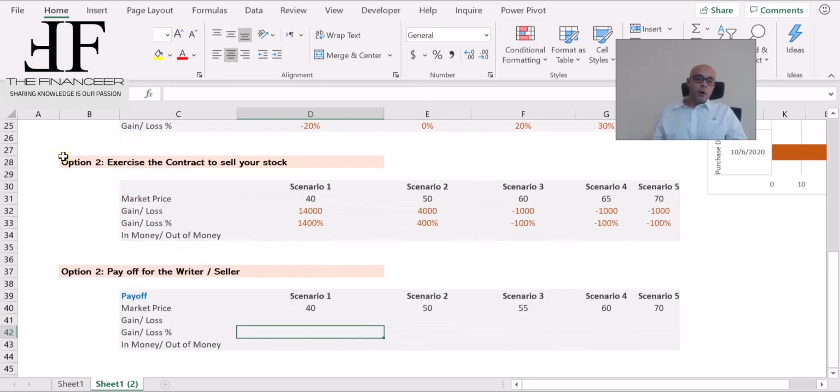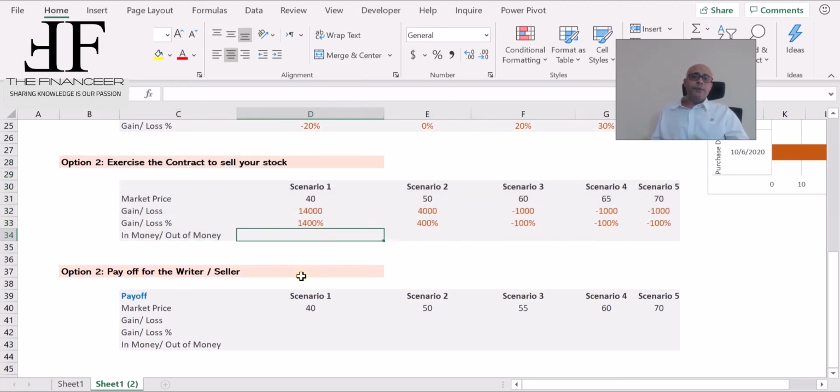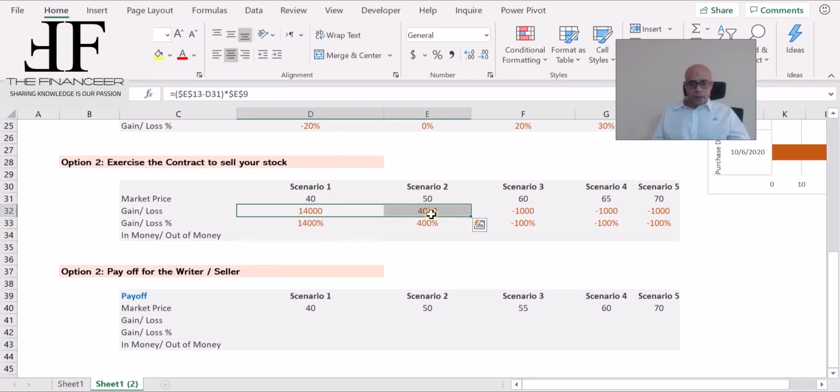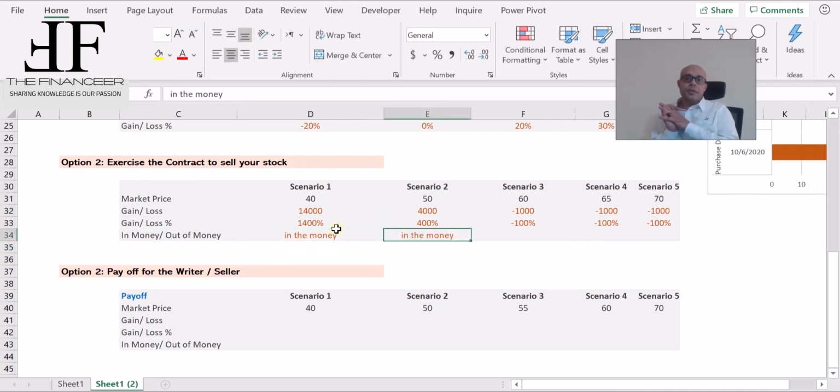This is from the buyer side. One more thing before finishing the buyer side, that we need to determine whether the contract for the buyer is in the money or out of the money. Simply, if the buyer is achieving gain, the contract is in the money. He got a benefit from this contract. So as long as this is a gain scenario, this will be in the money. So this will be the type of the contract based on these gains and losses.